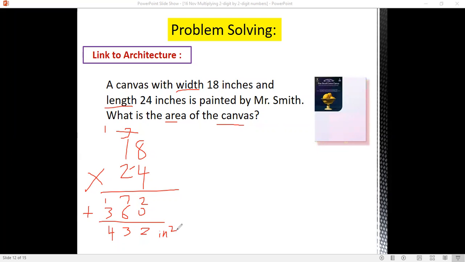All right? I hope you understand now how to multiply 2 by 2 numbers. Multiplying a two-digit number by a two-digit number. You can use any method, the method that you think is easier for you. All right?